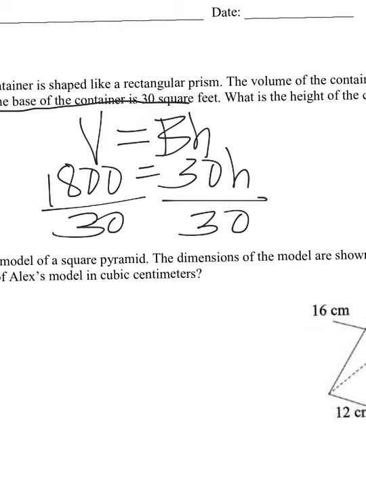That is right. You can cancel 10 and 30 and 30. H would be equal to 180 divided by 3. 3 goes into 18 6 times, 6 zeros left. The height is 60 feet. The height of the container is 60 feet.